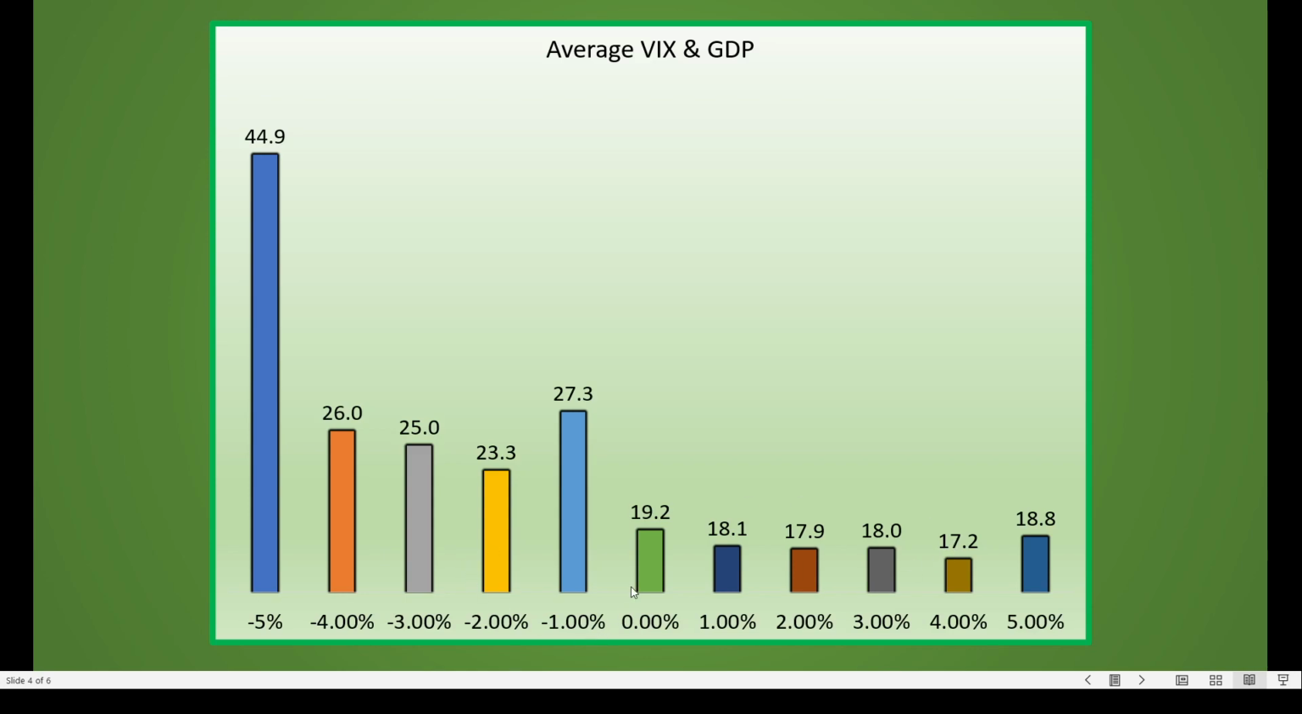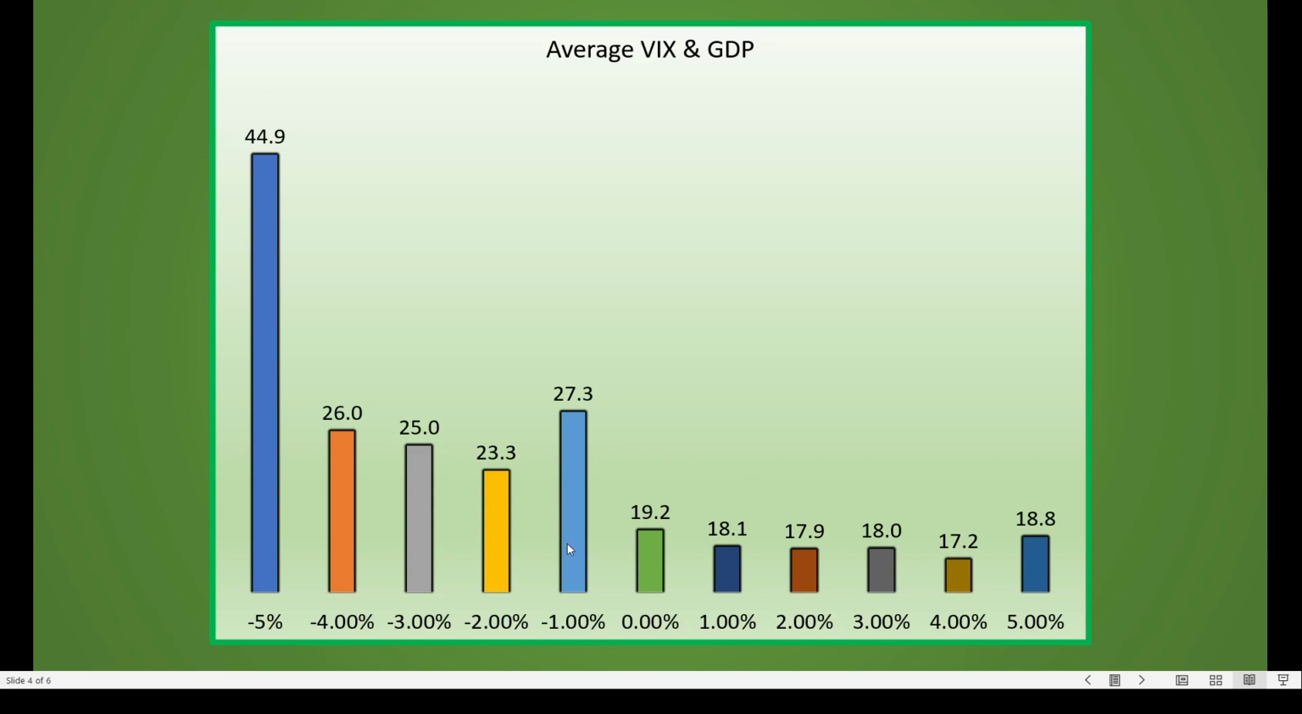So, for example, when we have a GDP number that's between 0 and 1% growth, we usually see a 19.2 VIX. When the GDP increases to 1 to 2%, it's an 18 VIX. 2 to 3%, 17.9. When we see a GDP between 4 and 5%, which is where we are now, the average VIX is around 17, which means a lot of times the VIX is actually a lot lower than that.